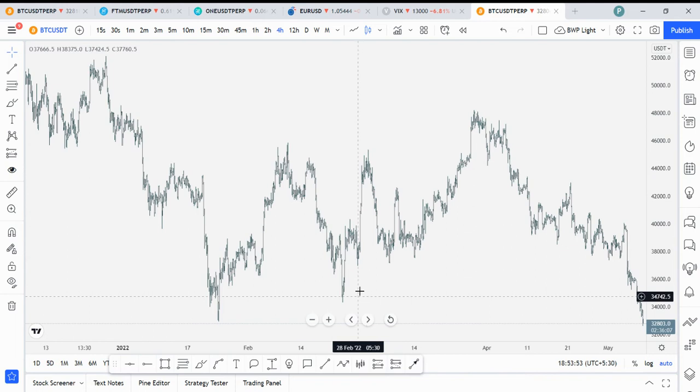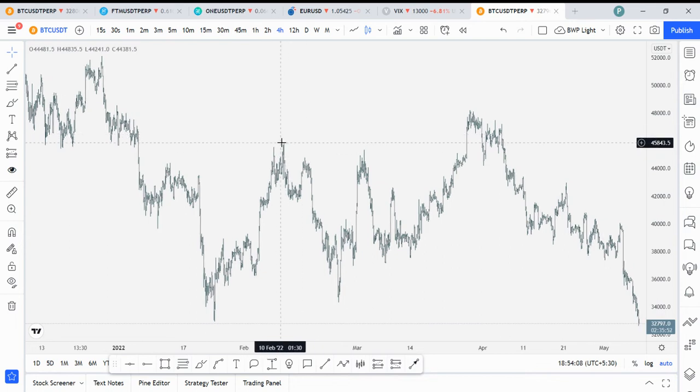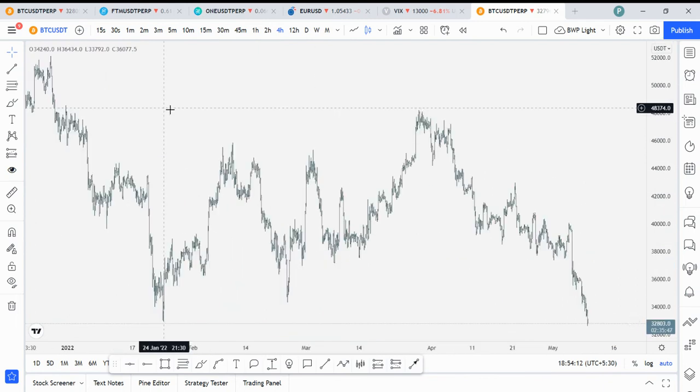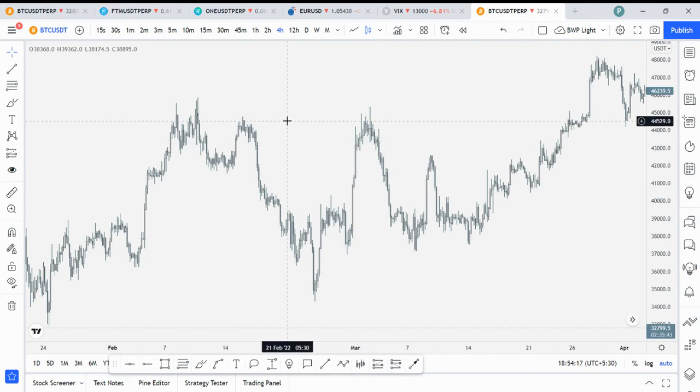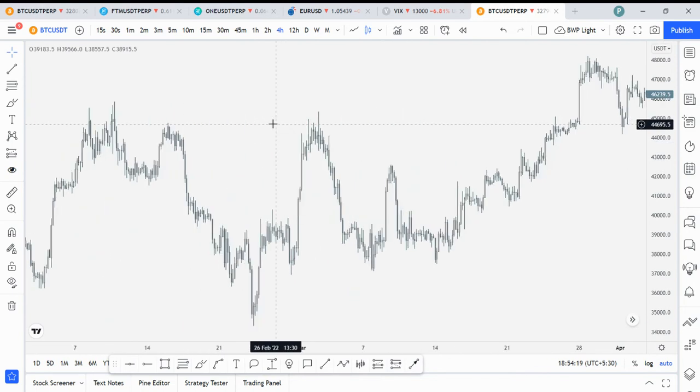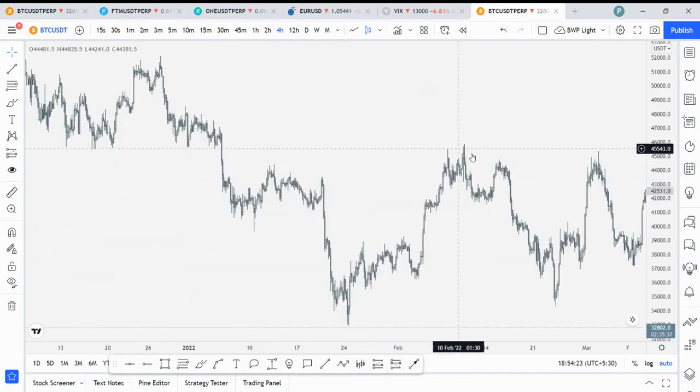So if I want to buy, I'll be looking to buy at the lows here. If I'm looking to sell, I'll be looking to sell at the highs here, because there is a lot of buy side liquidity at these levels. So that's that. I hope that is clear enough.